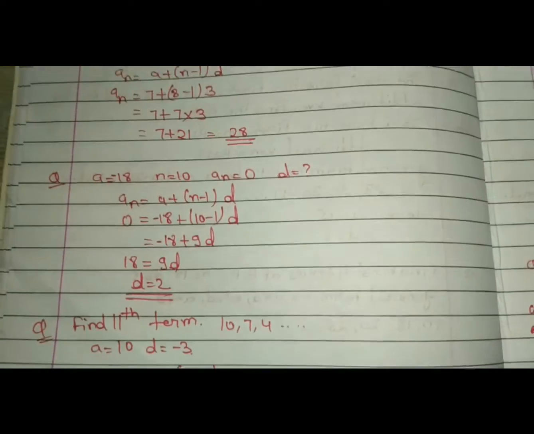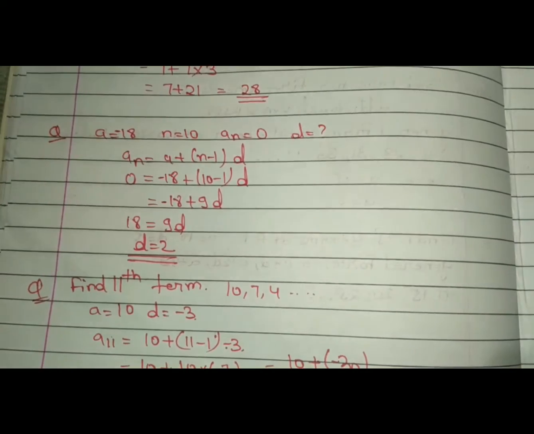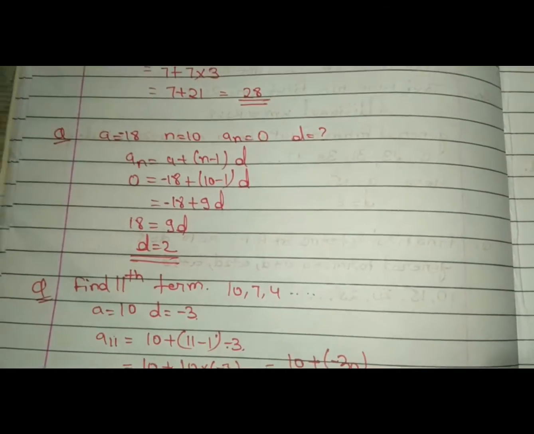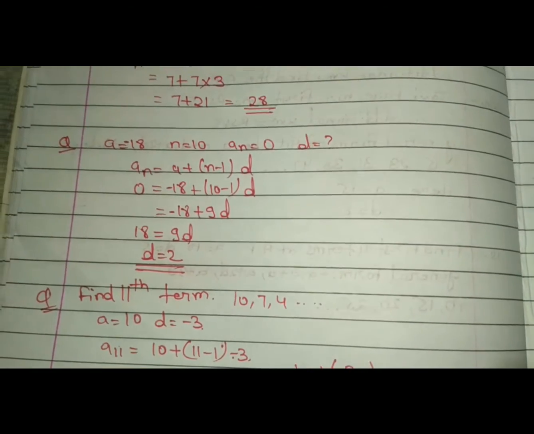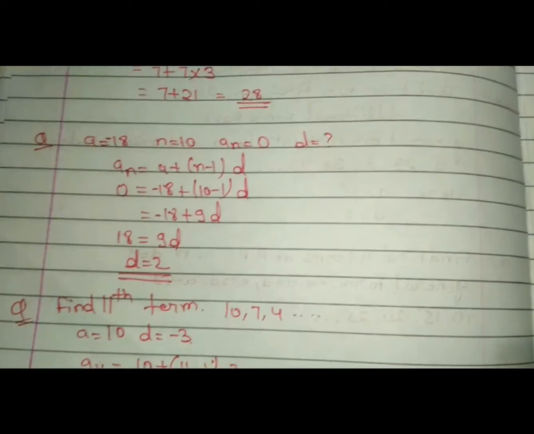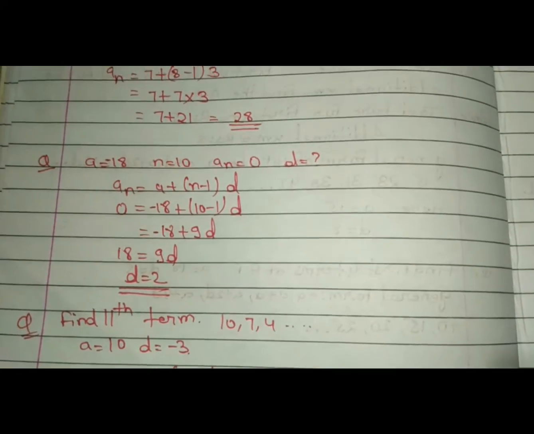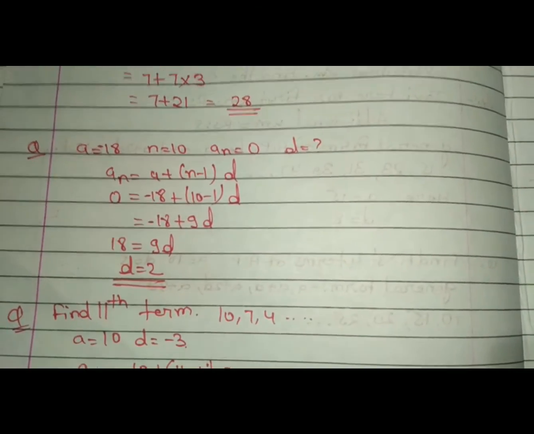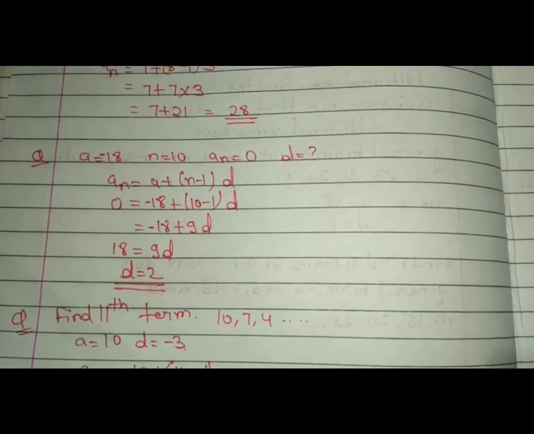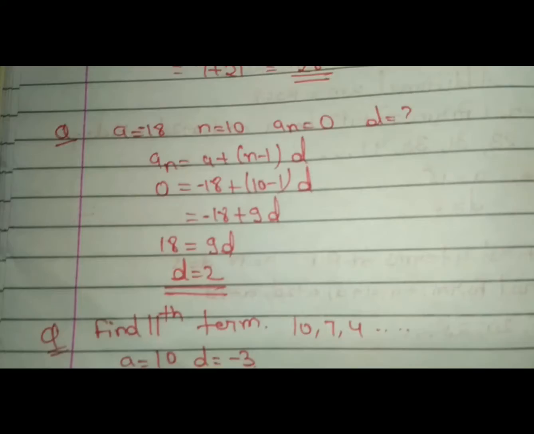So a n equals 0. We know that a is equal to minus 18, n minus 1, that is 10 minus 1 equals 9, and we have to find the value of d. So minus 18 plus 9d. Minus 18 goes to the other side, so 18 equals 9d. So d equals 18 upon 9, that is equal to 2. Then for the next question we have to find the 11th term.